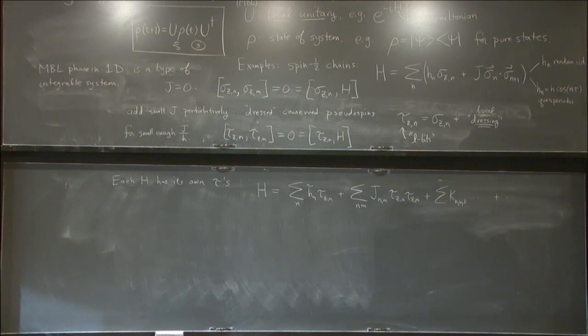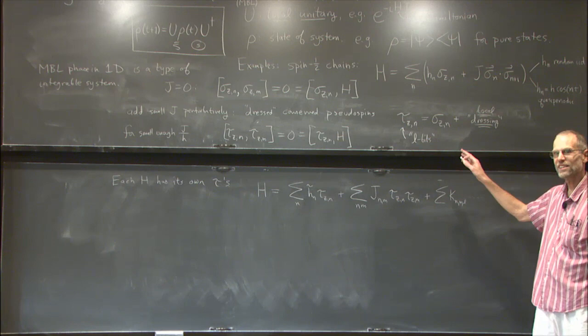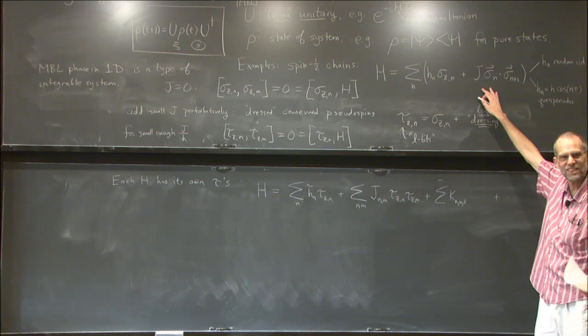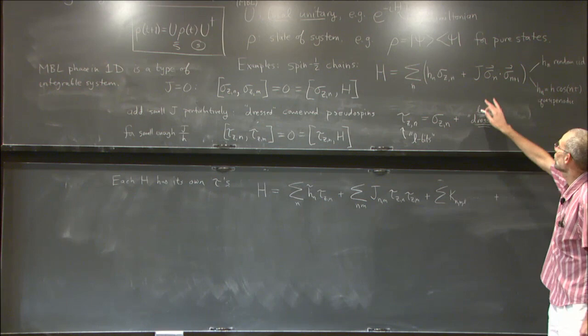Aren't the taus made unique by the fact that at j equals 0, they have to be equal to sigma? Well, no, just their limit. They're unique in that limit, yes. If you were to take a product of two such things, then at j equals 0, they wouldn't be. The ambiguities in how to define the taus, when the interaction is very weak, it's not a problem. It's as you go further away, as you turn up the interactions.